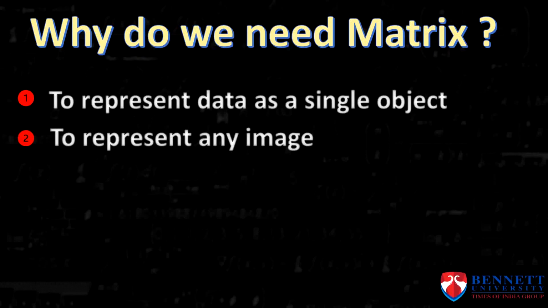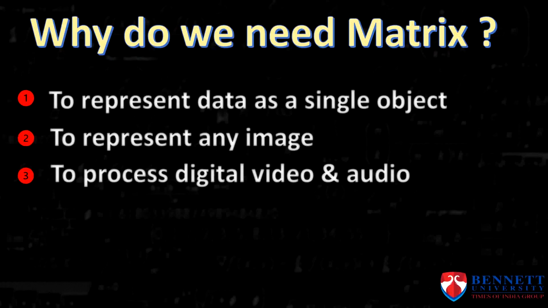Second is to represent any image. Every image or video is basically a matrix. The rows and columns of the matrix correspond to rows and columns of pixels, and the numerical entries correspond to the pixels' color values. Third is to process digital video and audio. In the same way, matrix multiplication can help process digital video, or it can help process digital sound also.